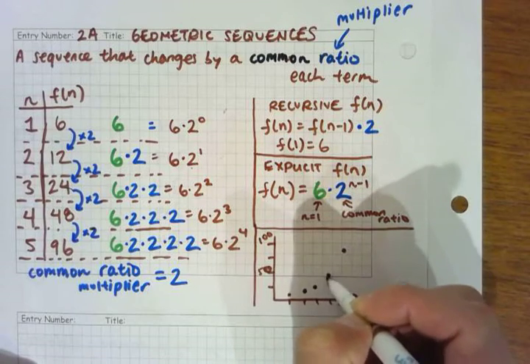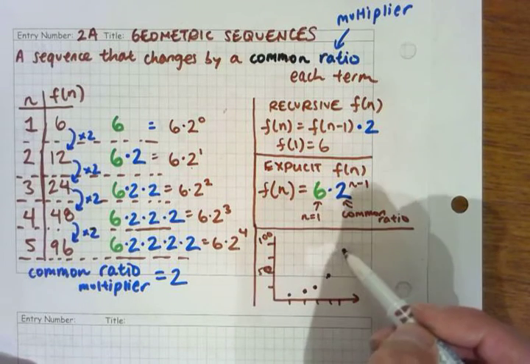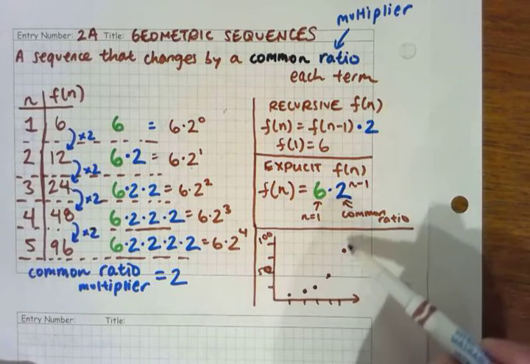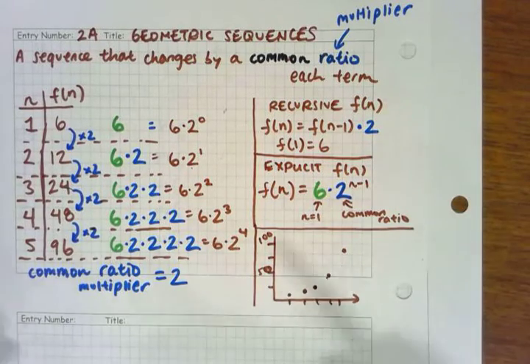So notice how this graph, if you drew a line through it, it's not going to be a straight line, because with geometric sequences, it increases a lot faster, so it curves up. And that's how we represent a geometric sequence.